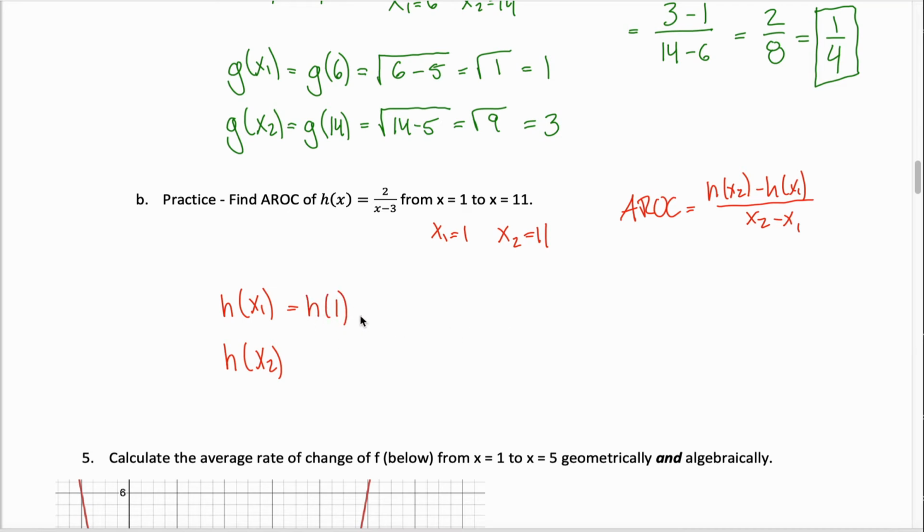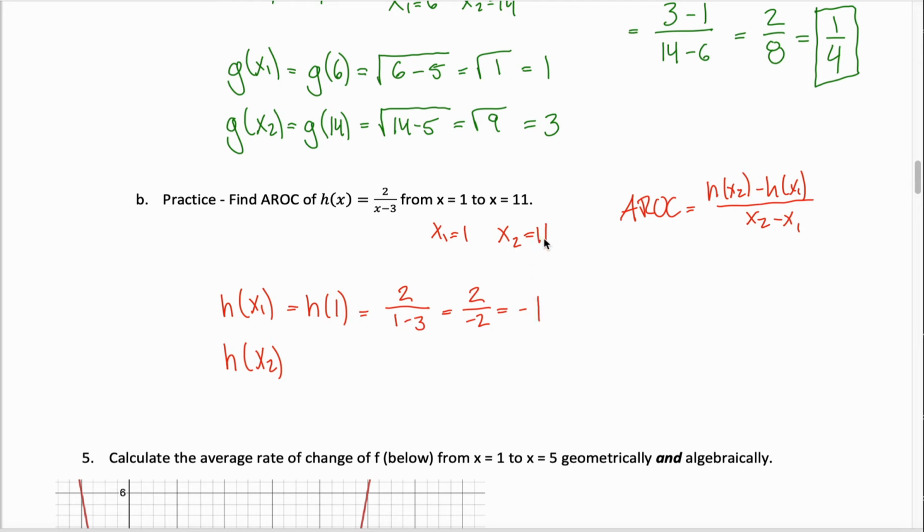To figure out h of 1, all I'm going to do is copy exactly what I see here, except change all the x's into 1s, the input into this machine. So I have 2 divided by 1 minus 3. Let's see, 1 minus 3 is negative 2, so I have 2 divided by negative 2, in other words, negative 1. When I put 1 into the machine, negative 1 comes out.